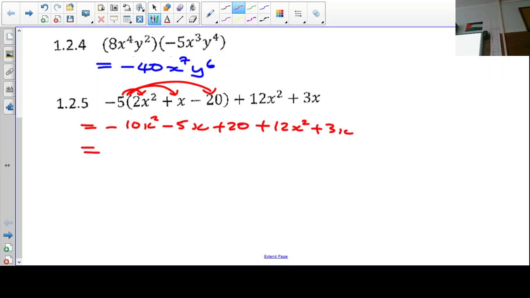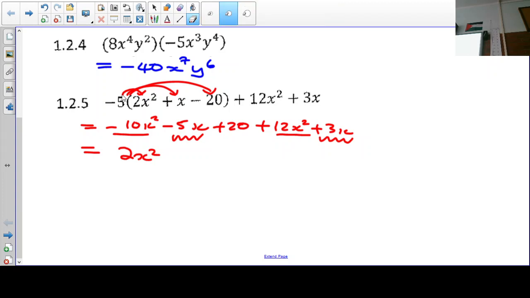So what do I do now? We add the like terms. So what is negative 10x squared plus 12x squared? What's negative 10 plus 12? 1, 2, 3, 4, 5, 6, 7, 8. It's positive 2. Okay? You should have drawn the number line in your exam. What's the 2x squared? Yes? Sorry? Absolutely. My mistake, it is plus 100.